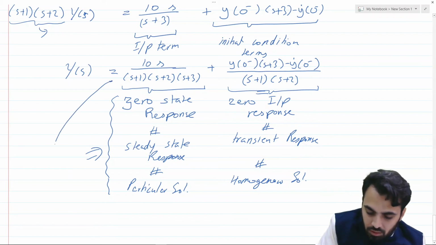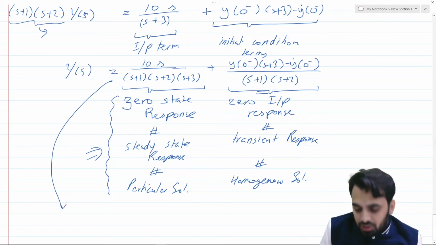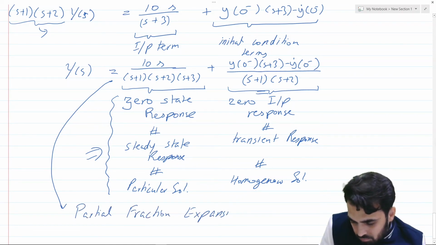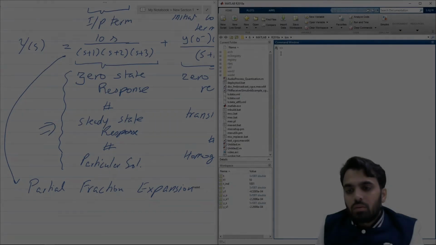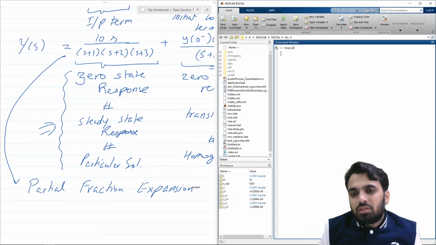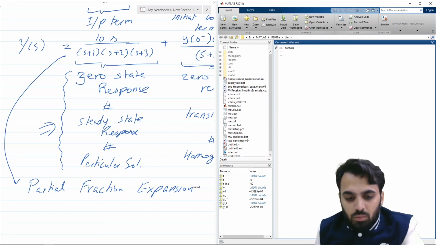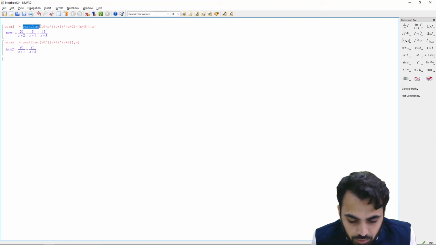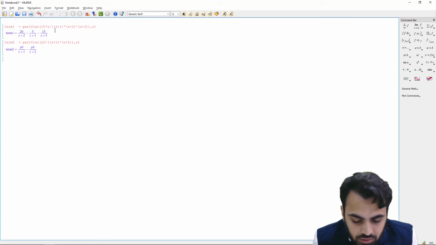Now from this equality we will be applying the partial fraction expansion, which I'm going to do using MuPAD in MATLAB, because any feasible partial fraction expansion can be done easily in the MuPAD software. So over here we have written partfrac of 10s divided by (s plus 1) times (s plus 2) times (s plus 3), and the partial fraction expansion is with respect to s. So we got these terms with coefficients.